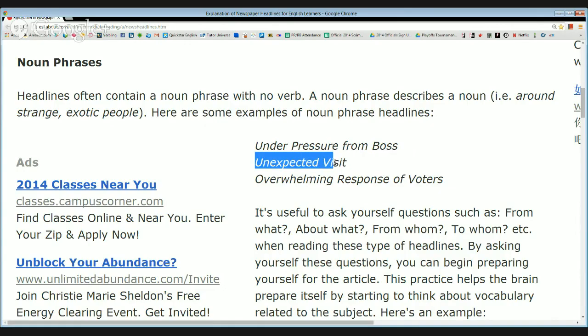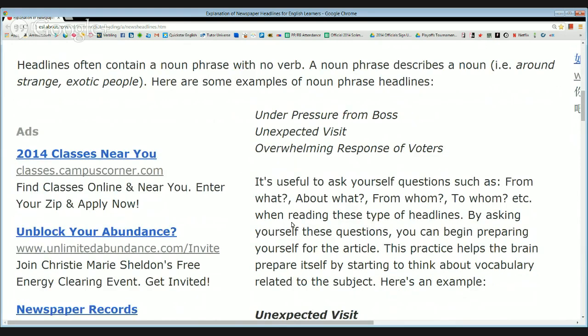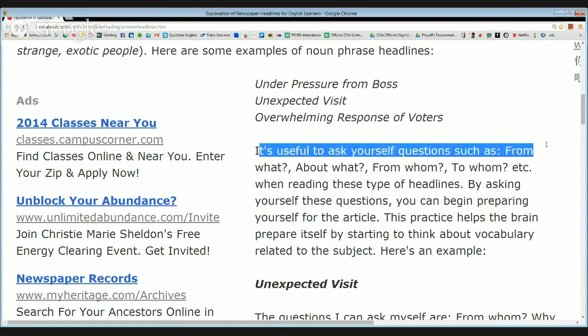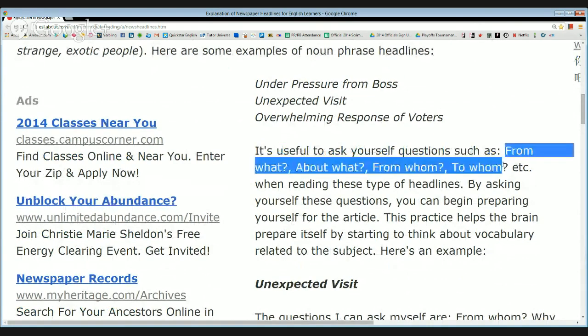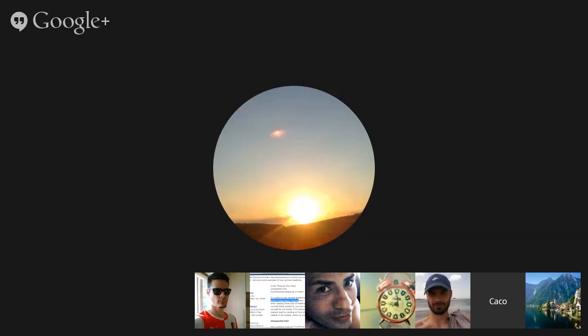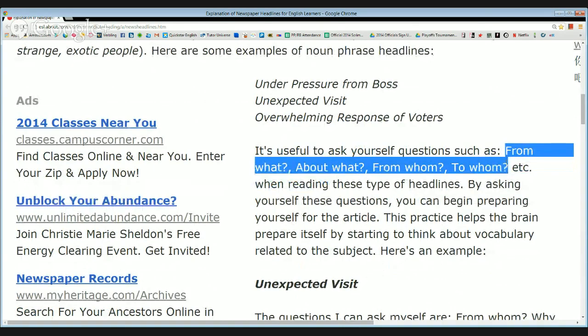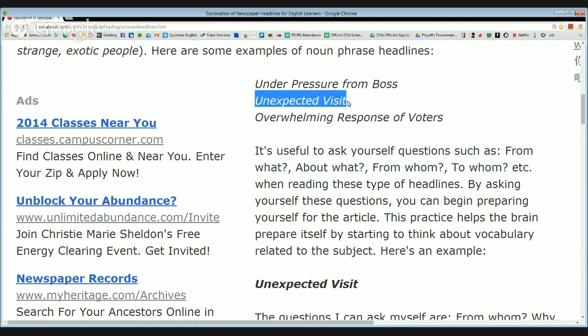So let's try unexpected visit. Let's ask ourselves a question, right? It's useful to ask ourselves some questions such as, from what? About what? From whom? To whom? So, unexpected visit. An unexpected visit from whom? Who is visiting? And who is receiving the visit? Okay. So, think of it, it could be anyone, and use your imagination.